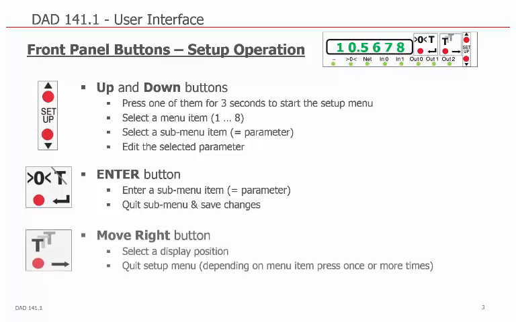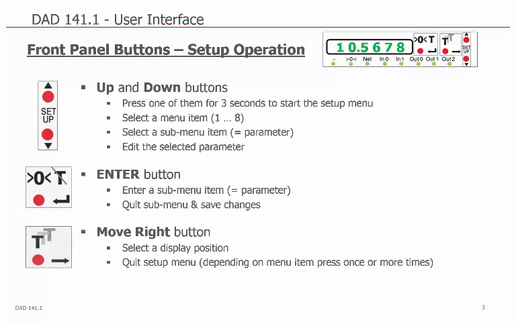Move right button. Select a display position in setup procedure for the parameter. Quit setup menu. Depending on the menu item, press once or more often.